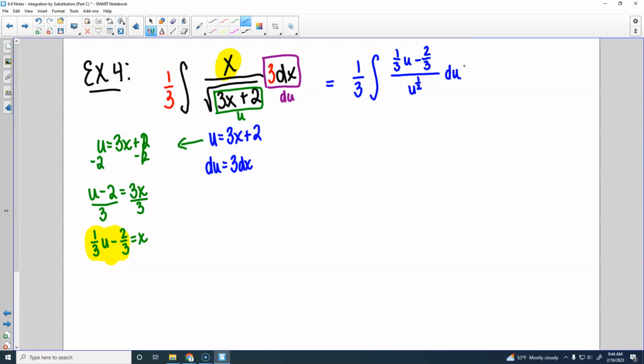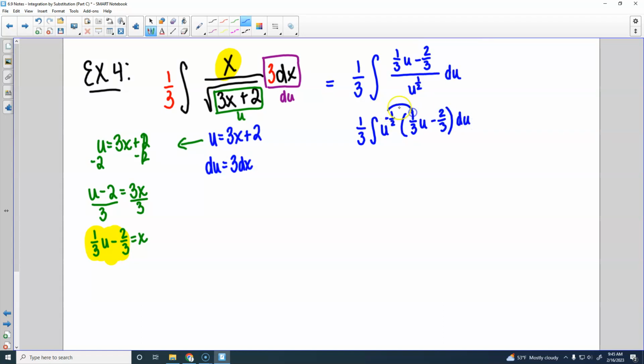Now that looks pretty complicated to take a derivative with. Oh, not derivative, integral with. What could I do? Because I can't really deal with that as it is. We could move the u up. If we do, what happens to its exponent? It is negative 1/2. Make sure you put some parentheses around your 1/3 u minus 2/3.